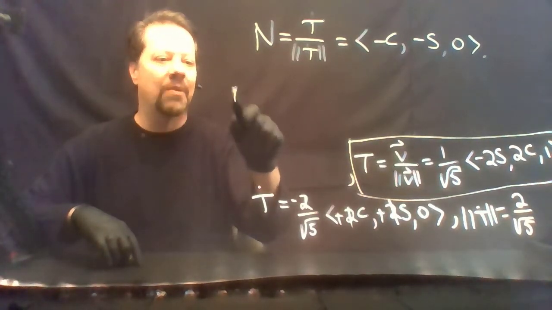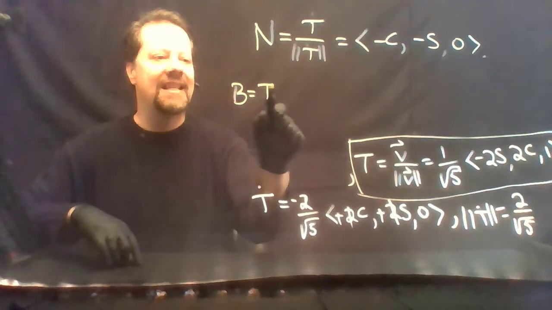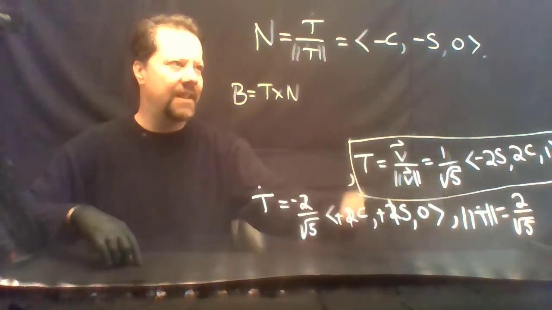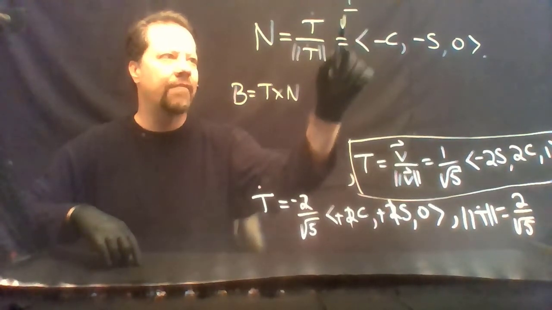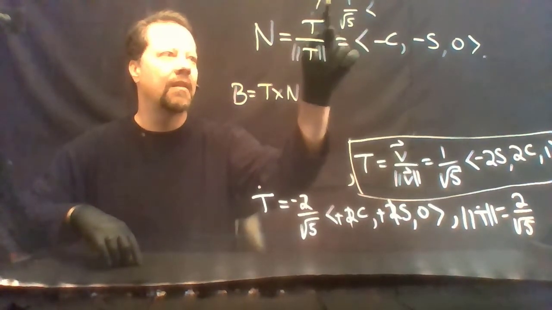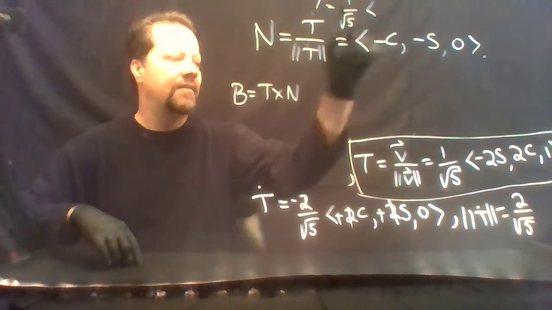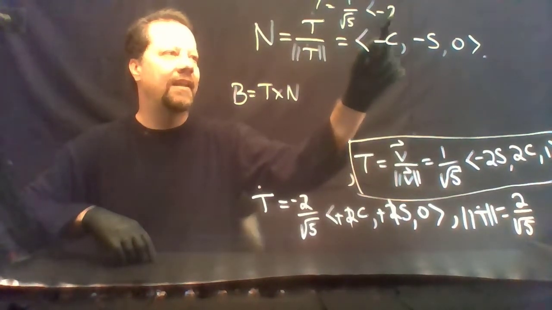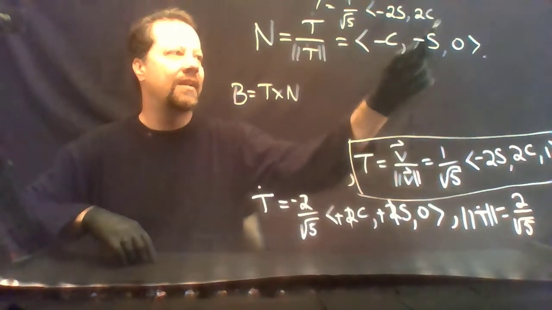Now the binormal is t cross n. I should write the components of t above. I'll write it as 1 over root 5, and then negative 2 sine, 2 cosine, 1.